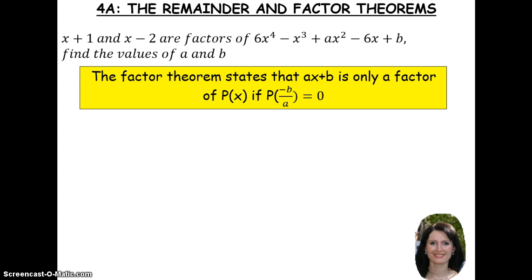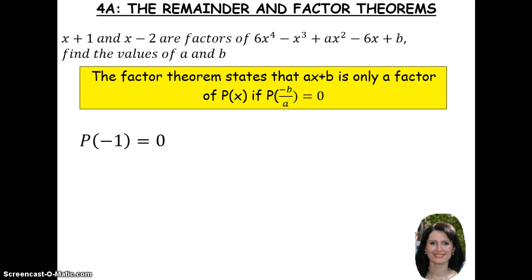So in the example we have of x plus 1 and x minus 2, the coefficient of x is 1, so a is 1 and b is 1 as well. So negative 1 over 1 would be negative 1, and for x minus 2, a would be 1 and b would be negative 2. So negative b over a is 2. Let's see what we do with those.